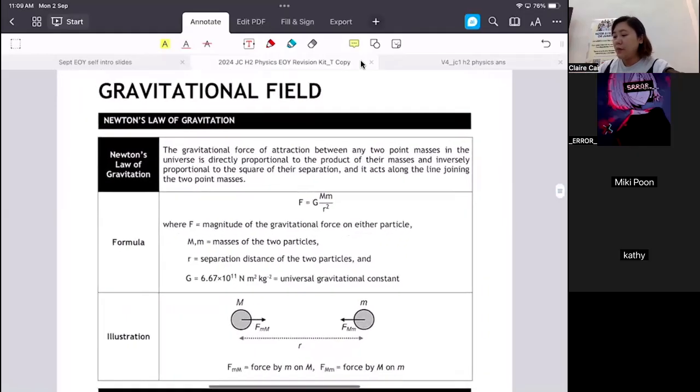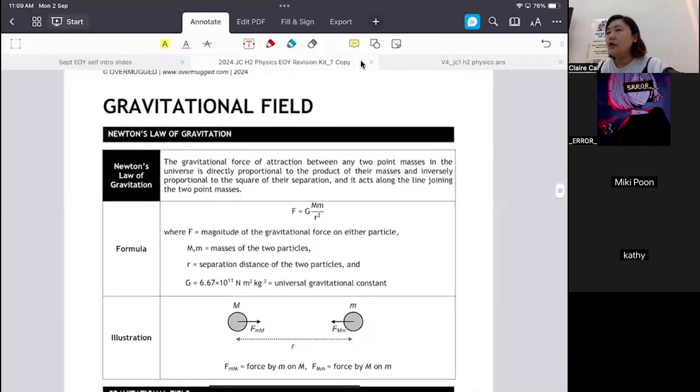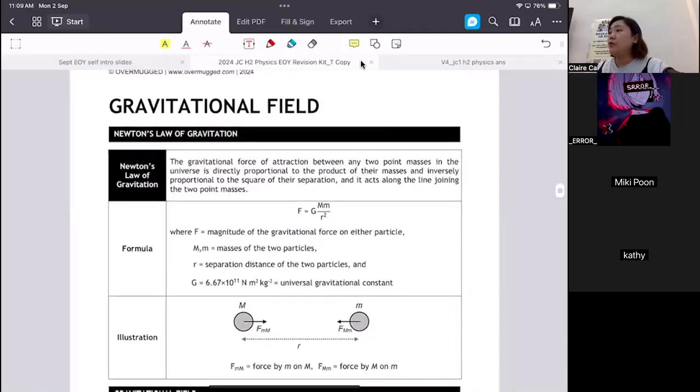Your first formula comes from Newton's law of gravitation. This is the one that, if you state it, you get marks. Stating definitions and recalling will have marks. So if you're not sure which ones these are, you can always go back and refer to your lecture notes.